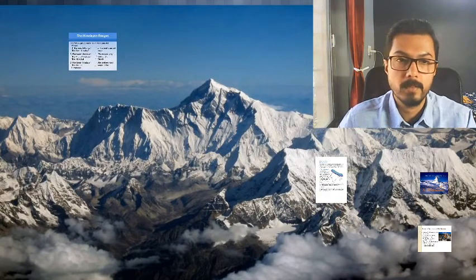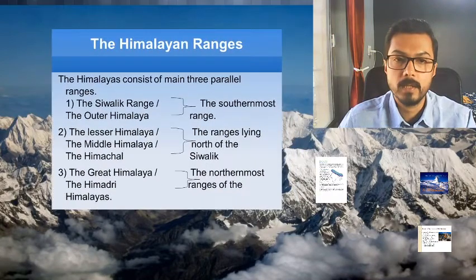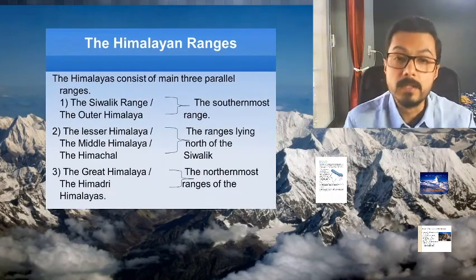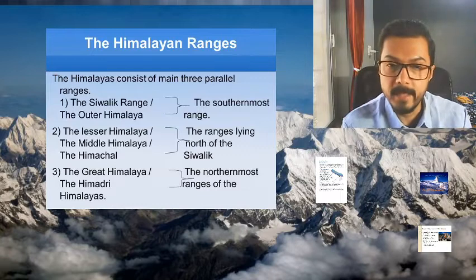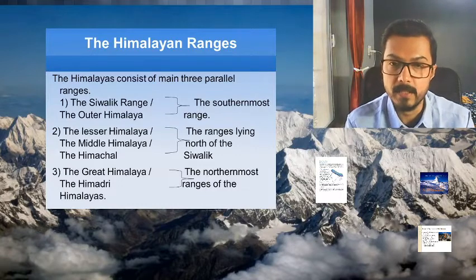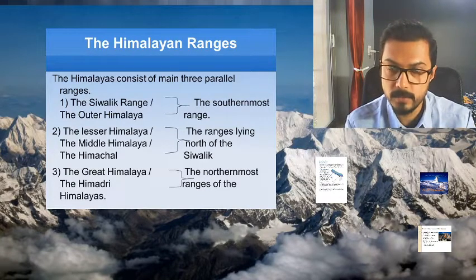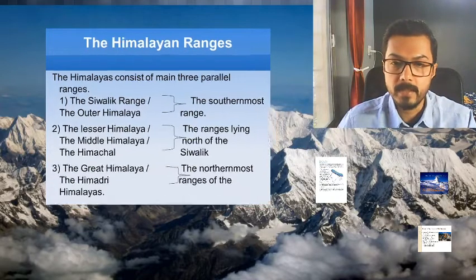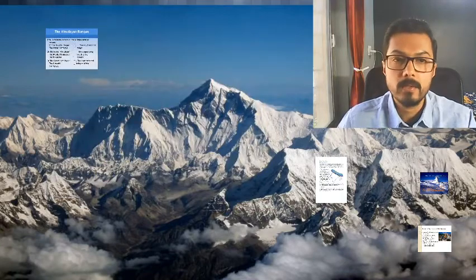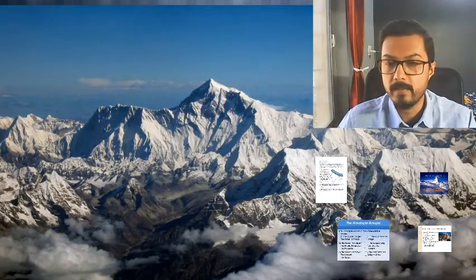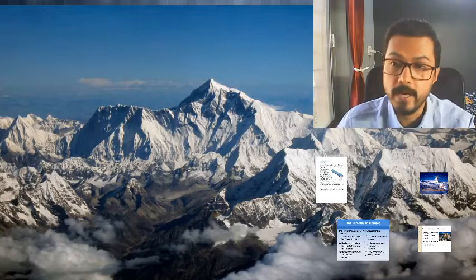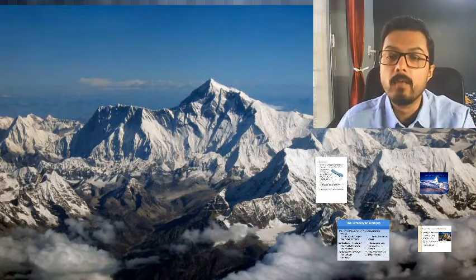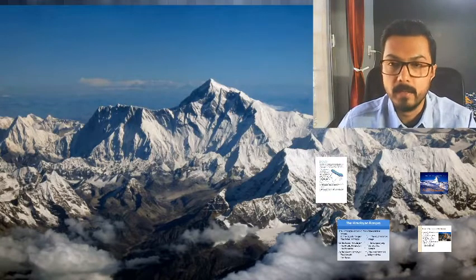Coming back to that, I will show this to you again to revise. The Shivalik range, the Himachal, and the Himadri. The Shivalik is the southernmost, the middle is the Himachal, and the topmost is the Himadri. So we learnt about their characteristics, and we also learnt about what kind of activities happen over there, what kind of flora and fauna we have over there, and what are the economic activities that happen in the Himalayas.